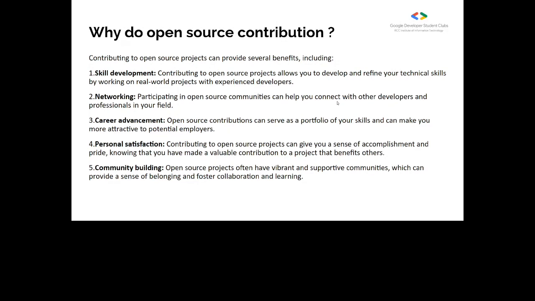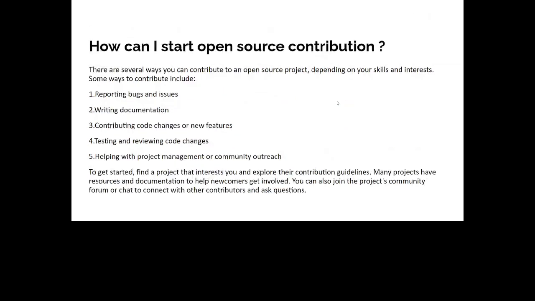So how can you start open source contribution? There are several ways you can contribute to an open source project, depending on your skill and interest. Some ways to contribute include reporting bugs and issues, writing documentation, contributing code changes or new features, testing and reviewing changes, and helping with project management or community outreach.